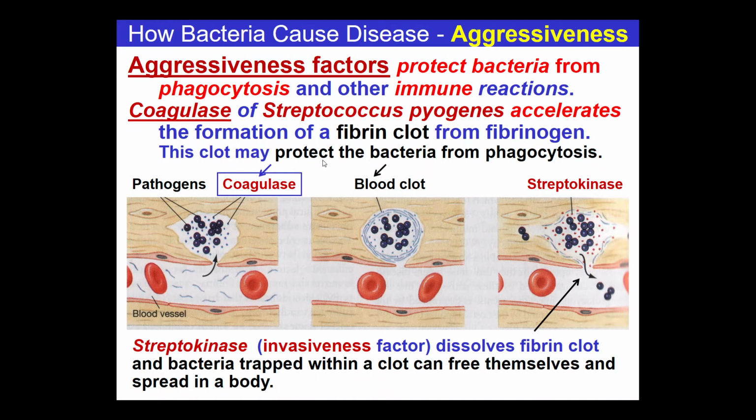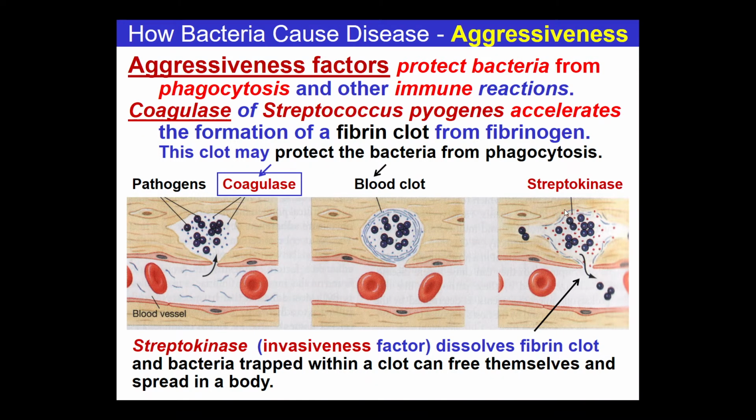This clot may protect the bacteria from phagocytosis in the period of infection when the number of bacteria is low. Bacteria replicate, and in the future their number will be enough to attack the human immune system. But before this, coagulase, via production of the clot, protects bacteria that form a colony.